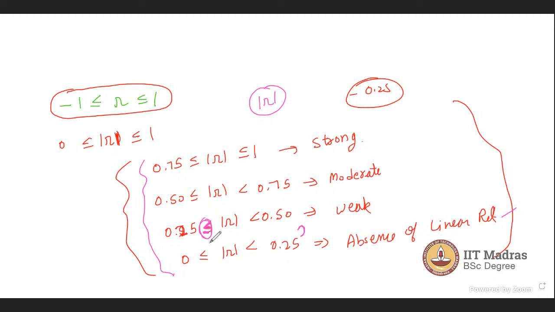Less than or equal to means if it is equal to 0.25, then it will lie in this weak category. And then here again, only less than. If it's equal to 0.5, then it will go to this category. If it's less than 0.5, it won't.